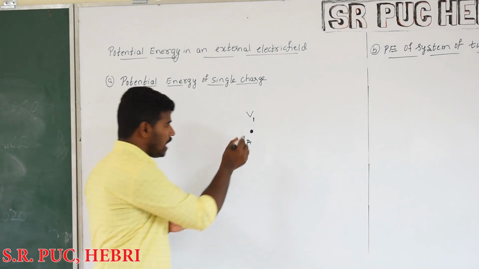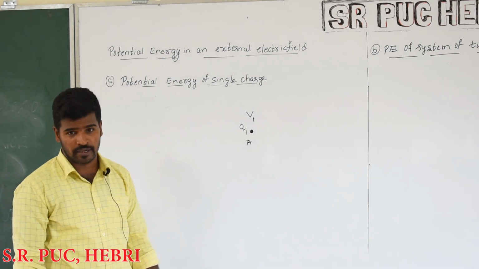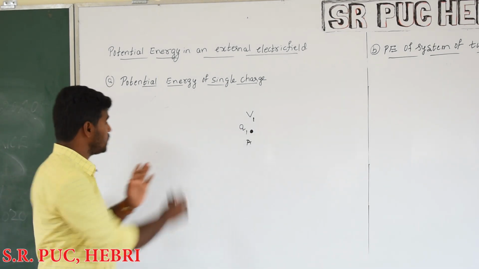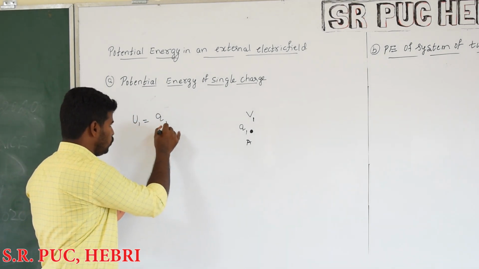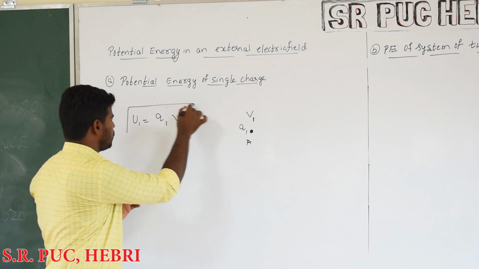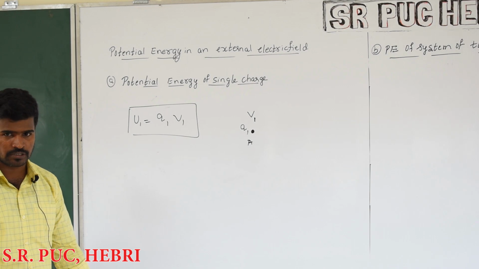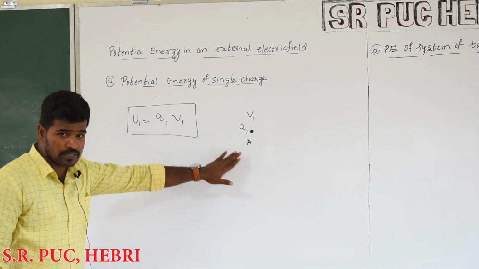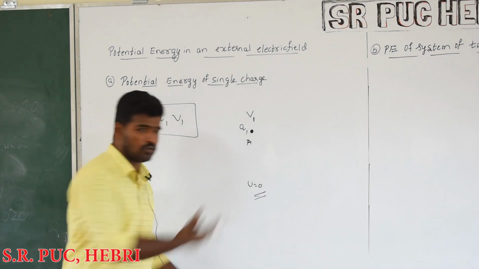Now, the charge Q1 is brought from infinity to A. There is a work done. Therefore, the charge Q1 possesses energy. That energy is given by U1 is equal to Q1 V1, the expression for potential energy of a single point charge or the isolated point charge. In the absence of electric field, if you have a single point charge, the potential is equal to 0.